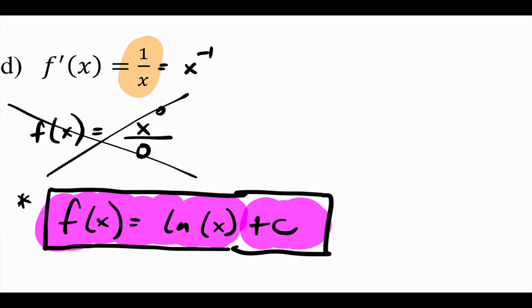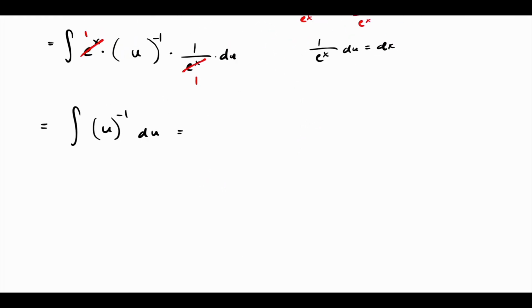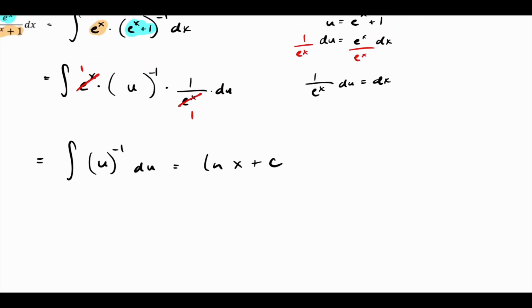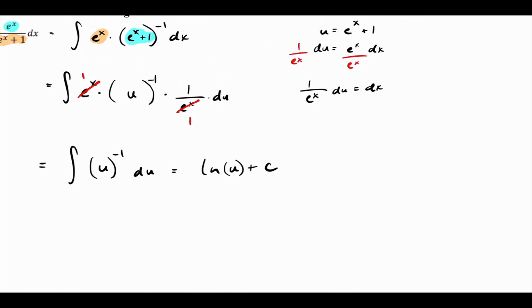So if the antiderivative doesn't work because it's the negative 1 power, how do you do that? It's the natural log of x. So it's going to be the natural log of x plus c. Oh, sorry, the natural log of u, sorry. Not using x, I'm using u. Plug u back in.